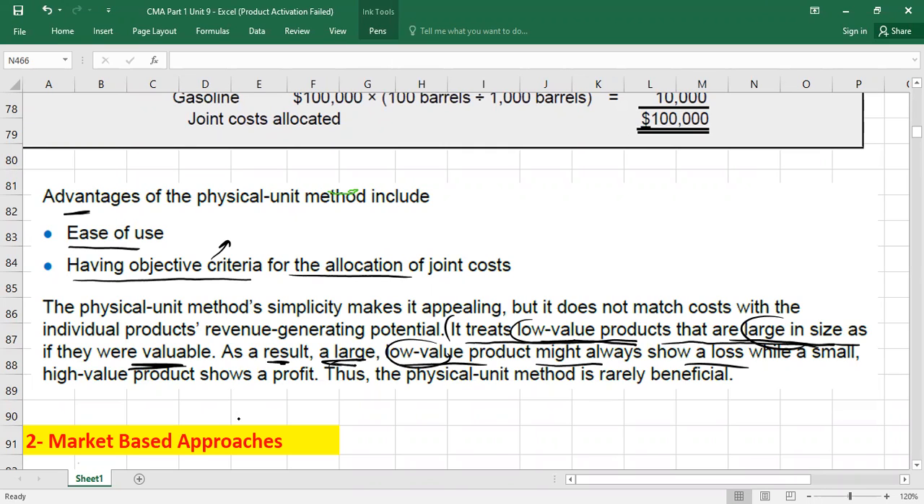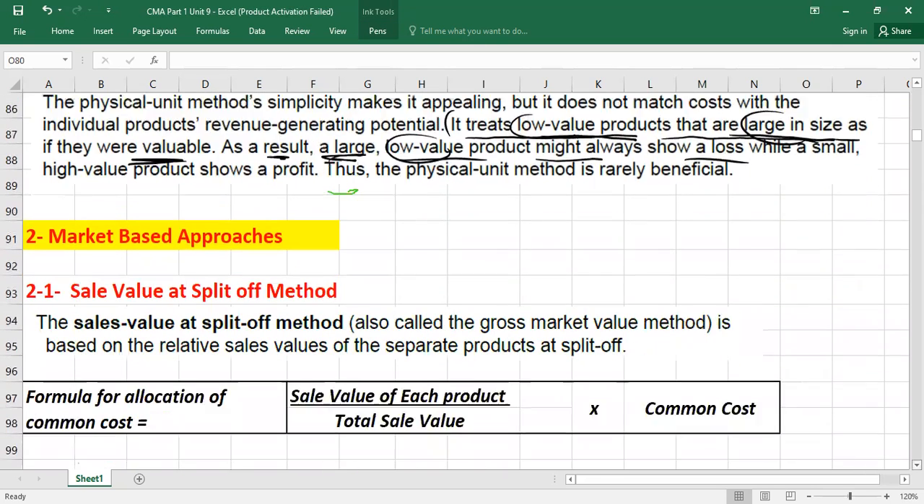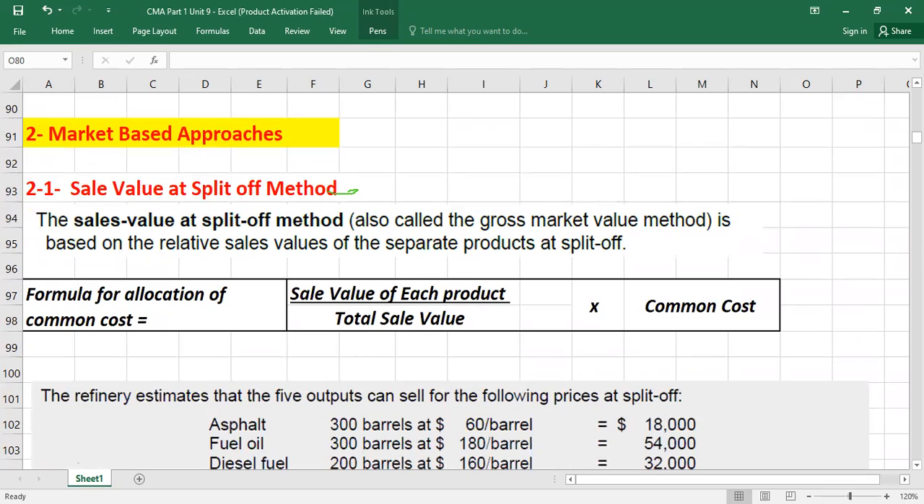So now, guys, we have a second approach I'm going to tell you. Then we'll go through the question. Don't worry, just first follow with me what I'm doing. Now we are going to discuss the second method. The second category is called market-based approaches. Under market-based approaches, I told you we have three methods. The first method under 2.1, the first method under market-based approaches, is called the sales value at split-off method.